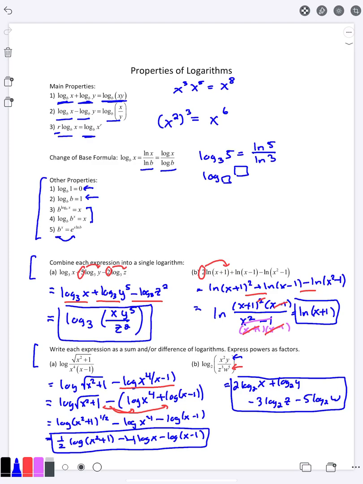So again, for this section, you should understand the properties and how to use them with really only just 2 main types of problems here.